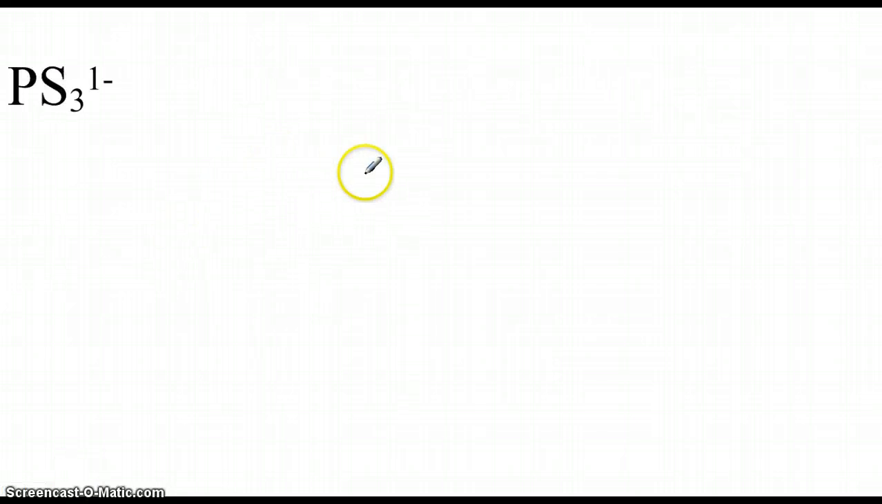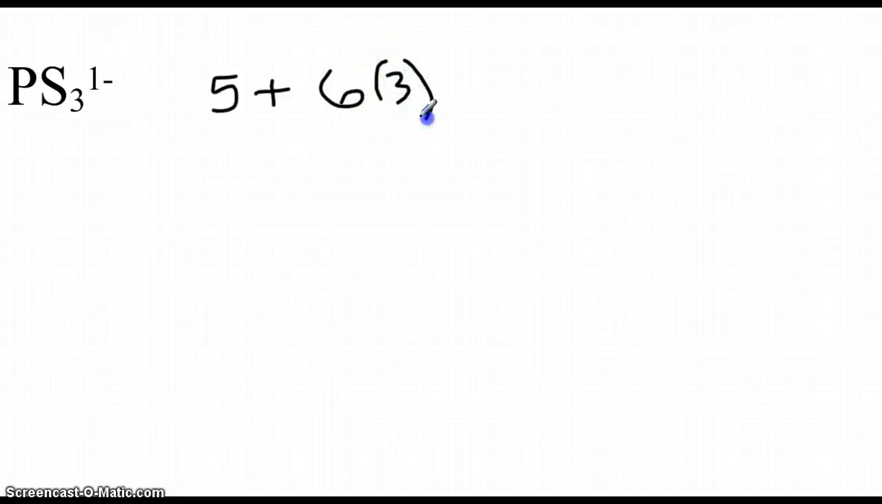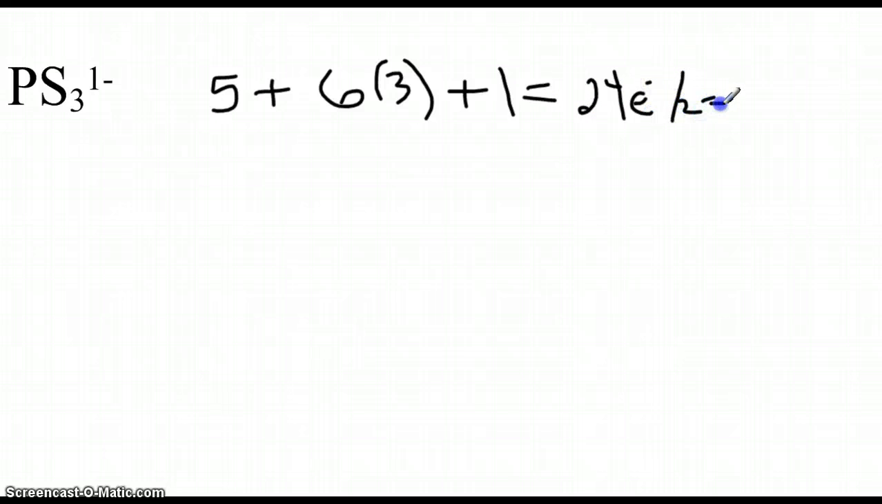Last up on your homework, we have 5 valence electrons for the phosphorus, plus 6 valence electrons for the sulfur. There's 3 of them. And then remember, I've got my charge here and it's negative, so that means I've added another electron. So I have a total of 24. I'm going to divide by 2. And if you see, I only have 12 pairs again.